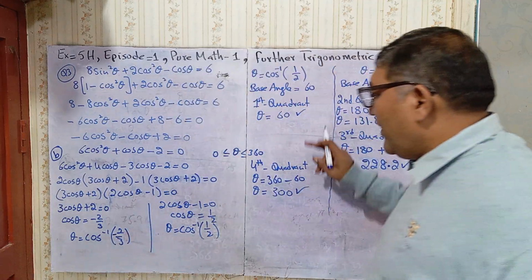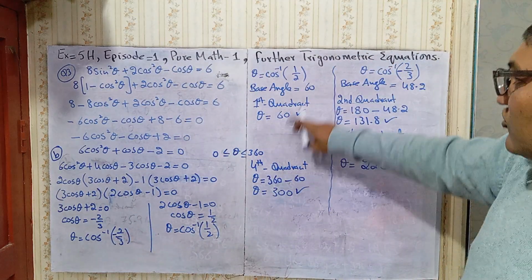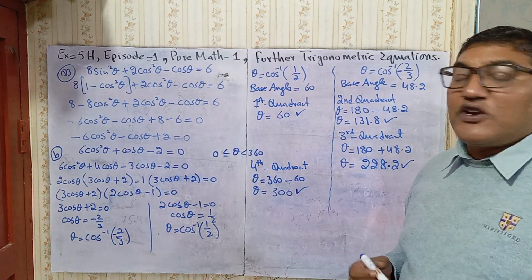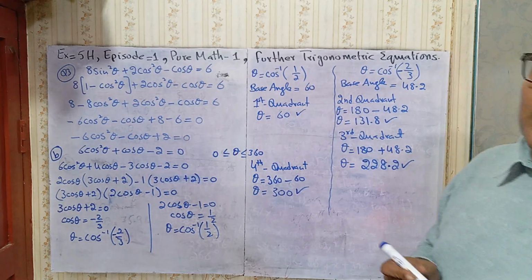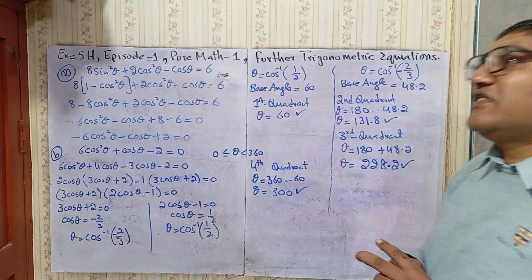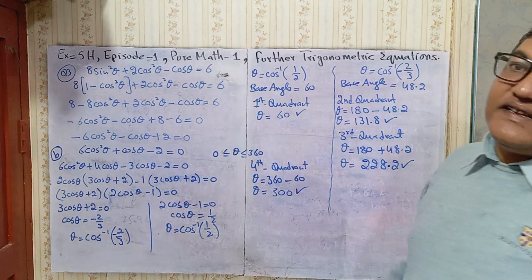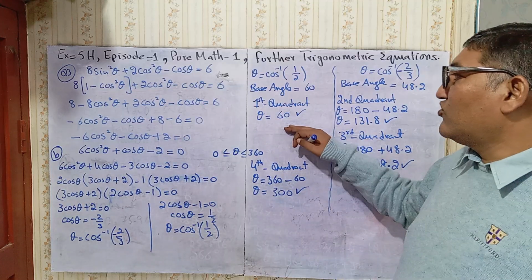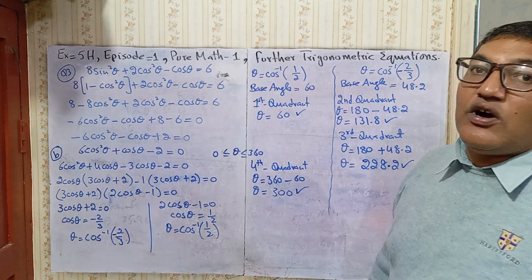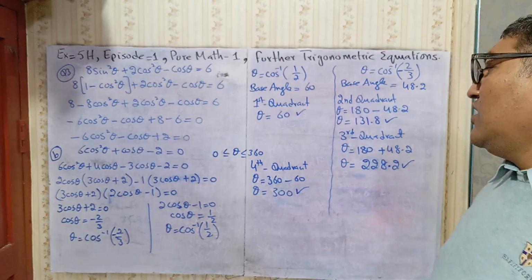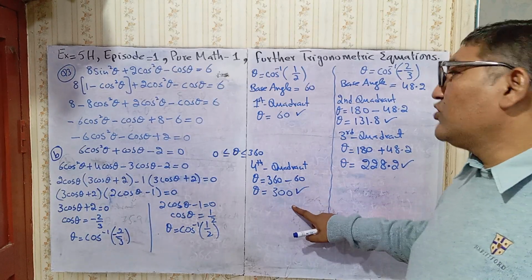Okay. So when you take cos inverse of the 1 by 2, the base angle is 60. The cos, because this is positive, so from 0 to 360, the cos is positive in the first quadrant and in the fourth quadrant. The angle in the first quadrant is equals to the base angle, so theta will be equals to 60. The angle in the fourth quadrant is equals to 360 minus the base angle. So 360 minus 60, that will give you 300.